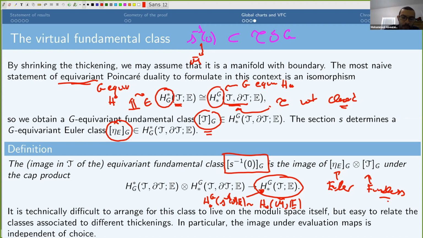Okay. So for example, if you want to evaluate from M bar, let's say M bar 2, to X cross X, which is what we're going to do anyway, you don't need to produce the virtual fundamental class in the homology of M bar. You can just produce it in the homology of the thickening, as long as the thickening has an evaluation map. And this is obvious from our definition. Our thickening obviously extends to a space with a map to X. So therefore, you can push this fundamental class under your evaluation maps.